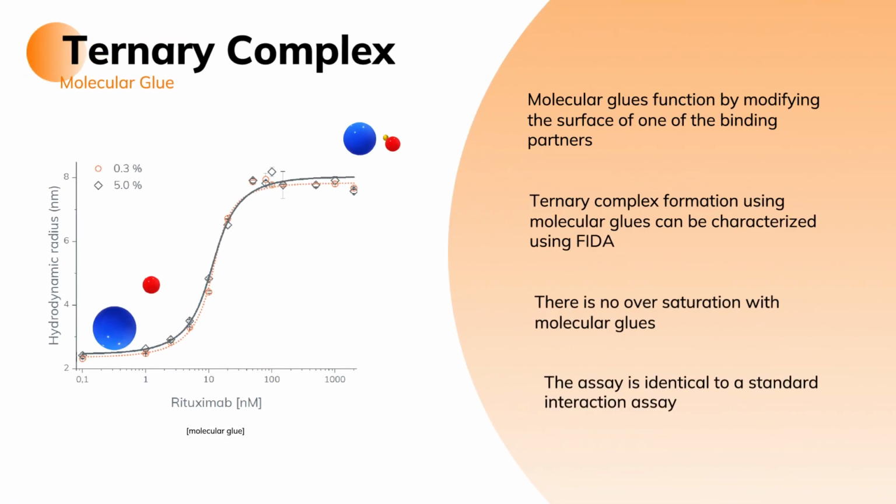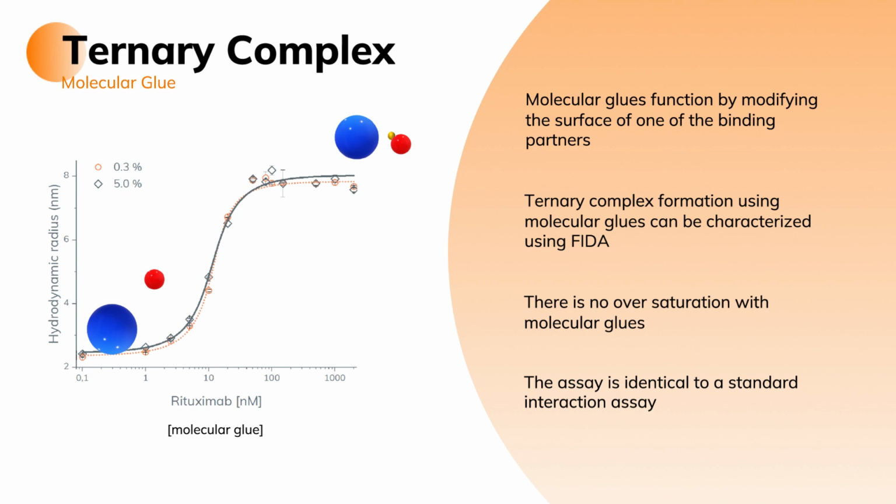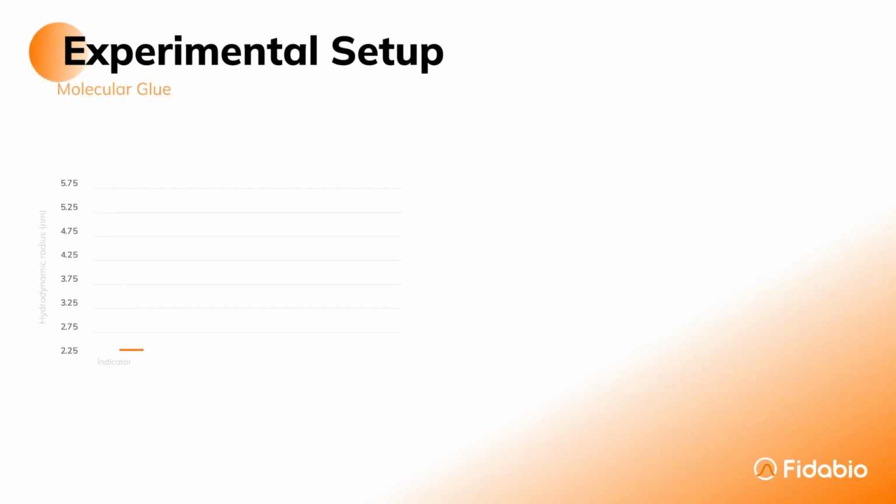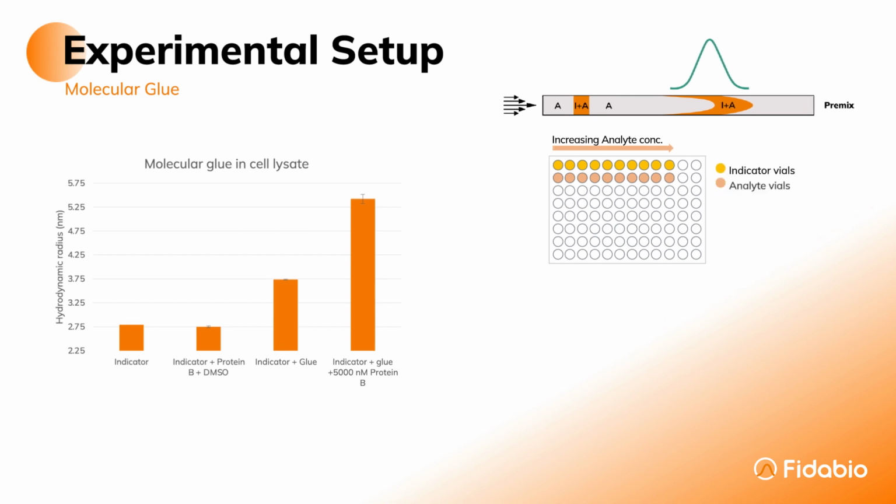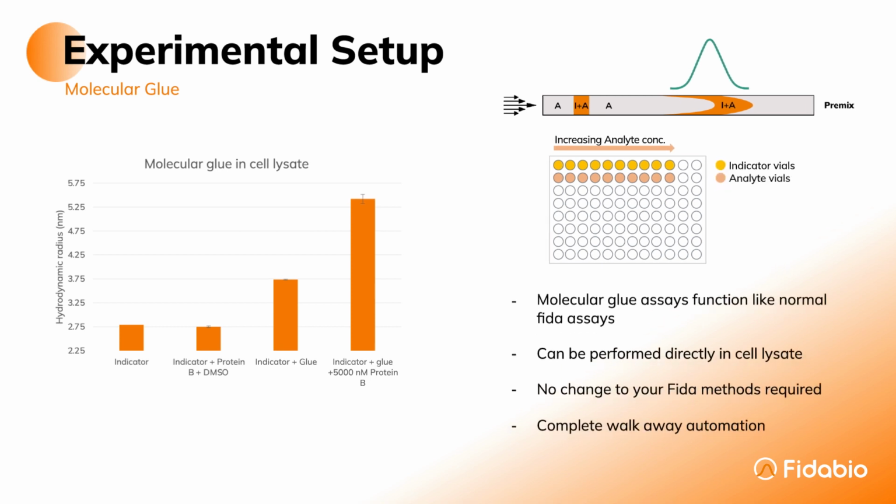Another approach is to use molecular glues. These modify the surface of the target protein to facilitate the interaction with the E3 ligase. As there is only one affinity constant for the small molecule, there is no hook effect, and the assay is performed like a standard FIDA KD determination. The experimental setup for a molecular glue is very similar to a standard FIDA assay. It can be performed as a cap mix or a premix assay.